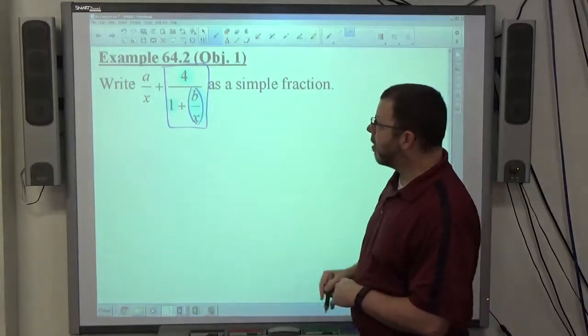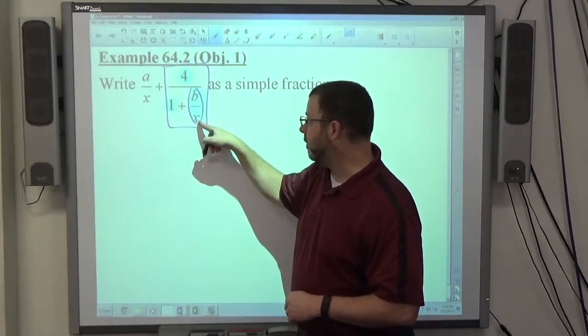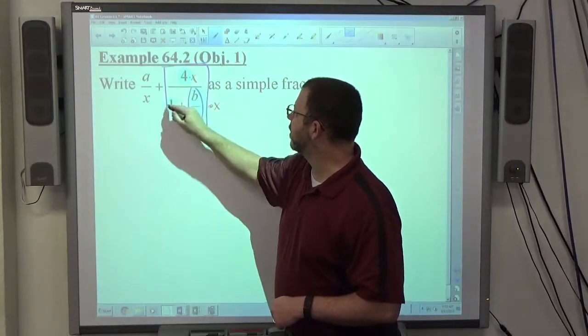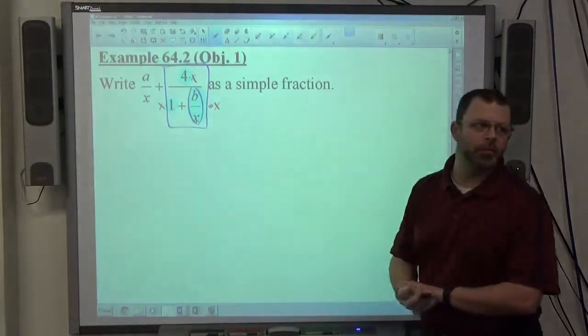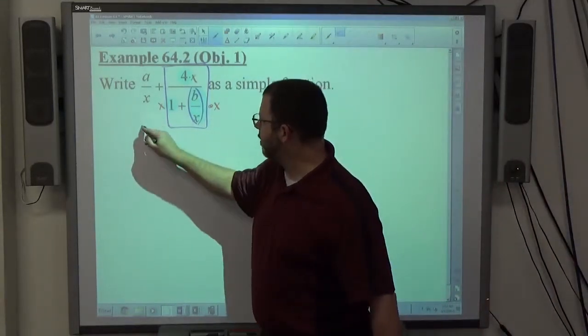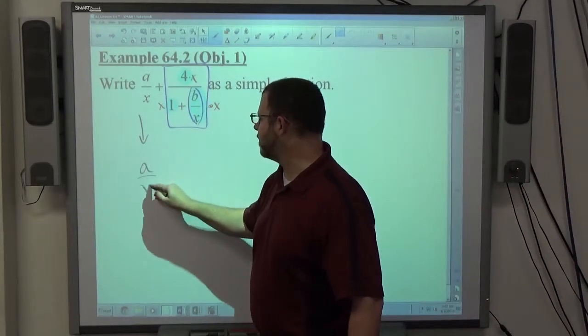The common denominator of all the fractions within there would just be this one, x. So times x on that, so times x there and times x there. Multiply one thing, you multiply everything. The first object, a over x, is perfectly fine. So I'm going to keep a over x as is.